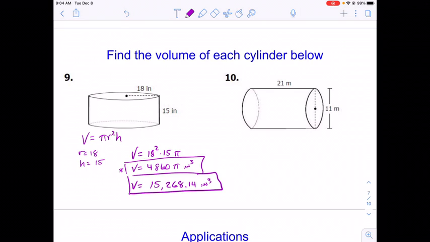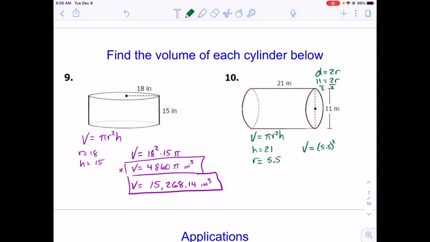All right, let's look here. Number 10, we have a cylinder again, and we need to write our formula down. Volume is equal to pi r squared h. So our height here is going to be the distance between the circle bases, which is 21. And for our radius, well, they give us 11. Sorry, diameter is equal to 2 times the radius. So they gave me the diameter, which is 11. So to find my radius, I'm going to divide by 2. And so half of 11 is 5.5. So there's my radius.